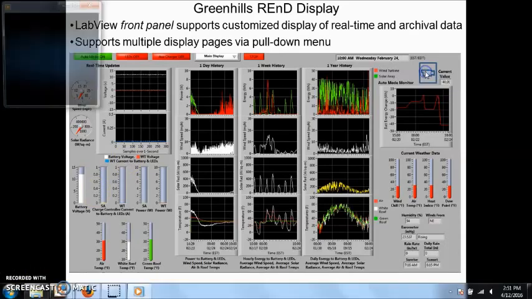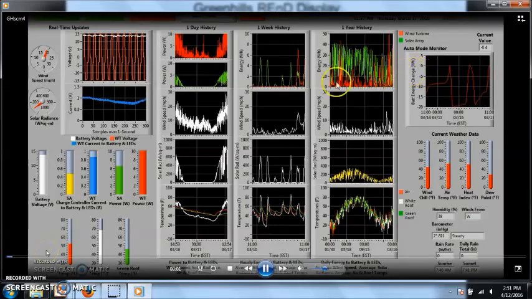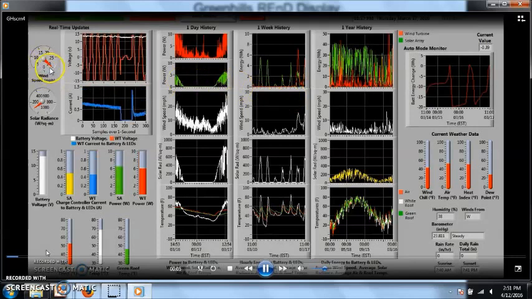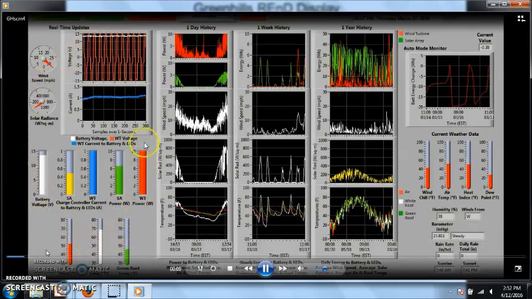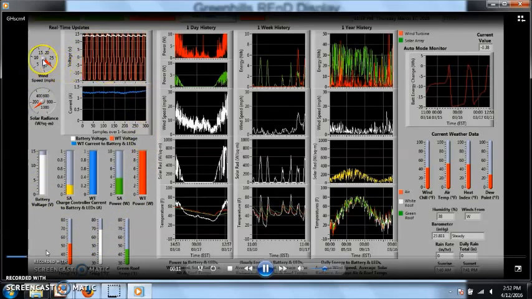This video shows the dynamics of the display. This was recorded on a day when the wind was very strong. As you can see, it's up around 30 miles per hour. Over here, we're showing real-time results. We're showing the wind speed, the solar radiance.